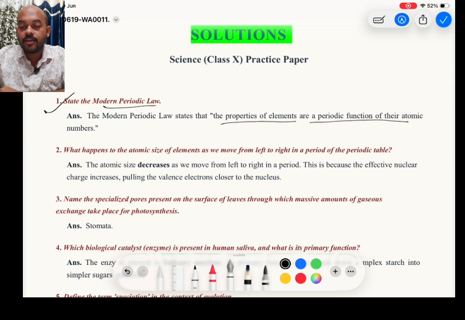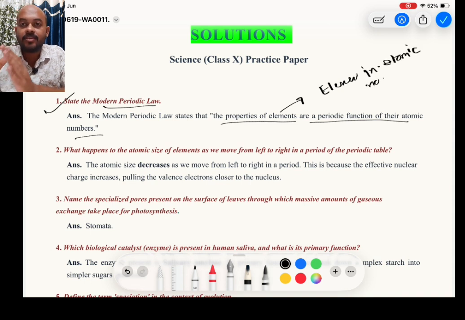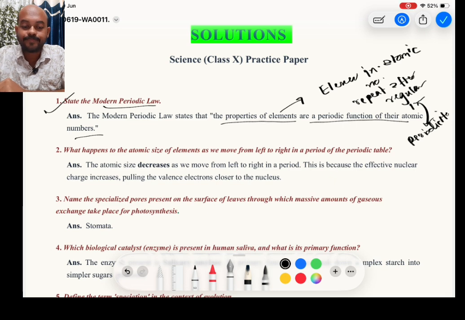What is the meaning of it? If you arrange the elements as per increasing atomic number, the properties of the elements such as physical properties and the chemical properties will be repeating after regular intervals. So which will repeat after regular interval, and this thing is called periodicity. This is also called as periodicity, remember.